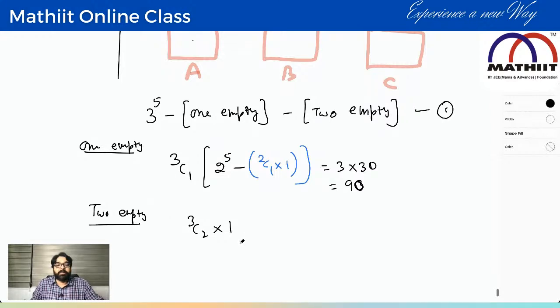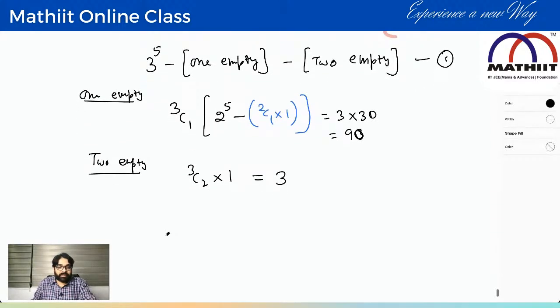Is this clear to everybody? So this value will become 3. Now the final answer: 3 power 5, 243, minus 1 empty, 90, minus 2 empty, 3. The value will be how much? 243 minus 93 will be 150.